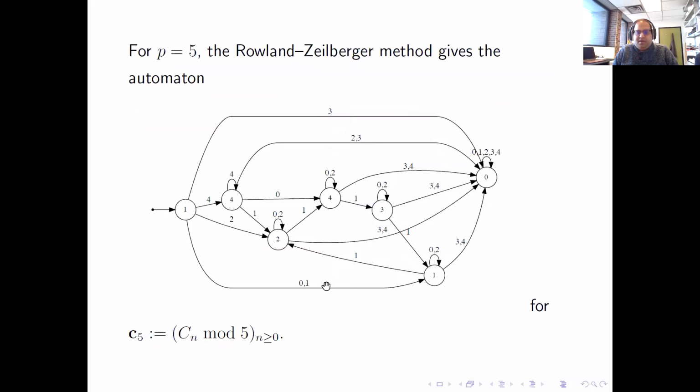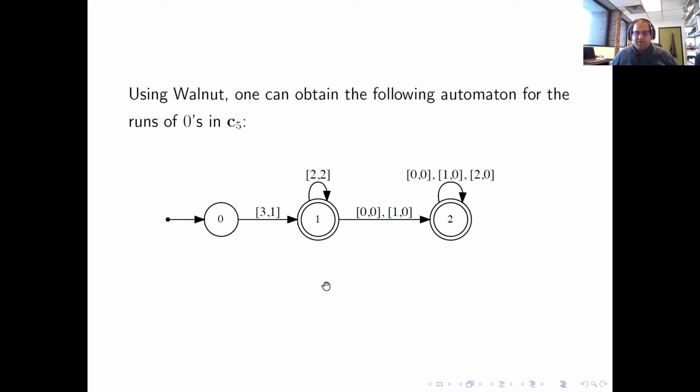If I compute the automaton using the same process for the Catalan numbers modulo 5, now I get something even more complicated than the mod 3 automaton. It's going to be very hard to deduce anything just by inspection, but I can use the program Walnut again to tell me where the runs of zeros are in the sequence C5, the Catalan numbers mod 5. So I do that, and I again get this automaton here.